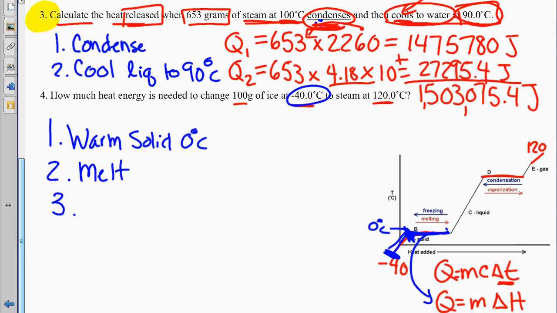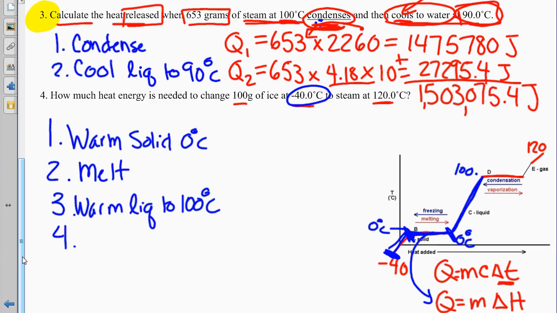Now I'm over here, and I'm a liquid at 0 degrees Celsius. So before I can boil, I need to warm all the way up to 100 degrees. So I'm going to warm my liquid. Good. I'm not steam yet, though. I would like to be steam, but I have to make sure that I boil first. Have to go through that state change. So I'm going to boil.